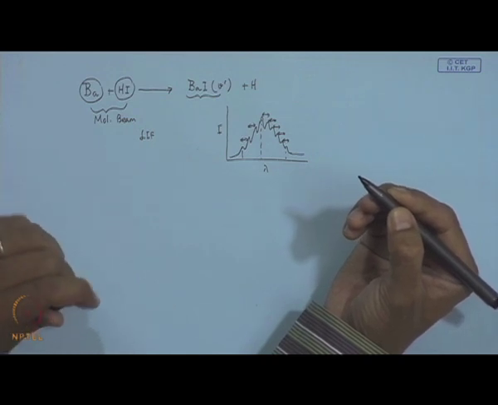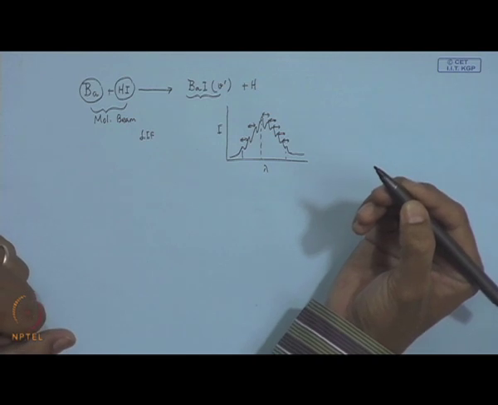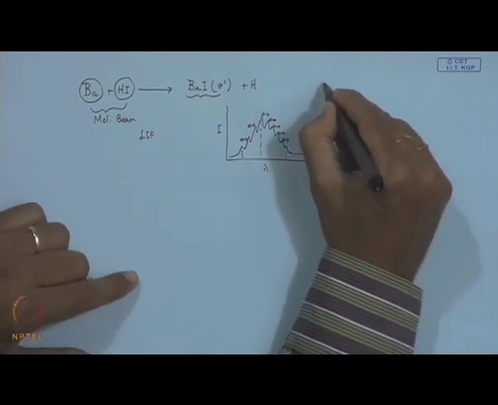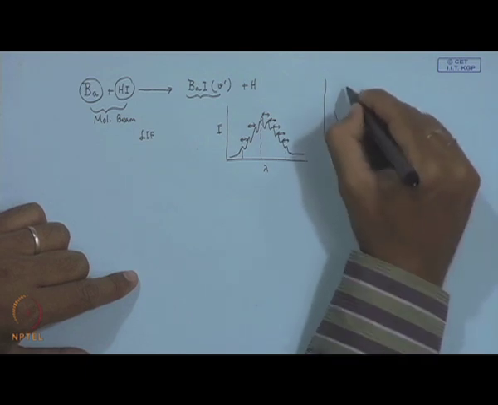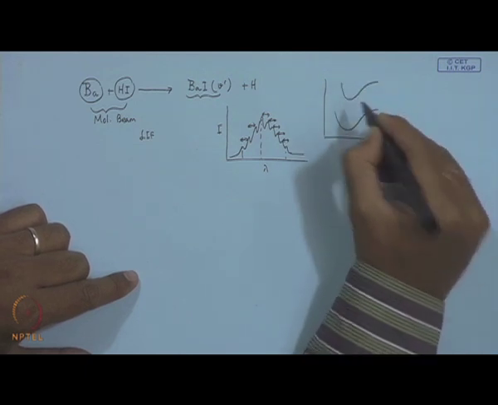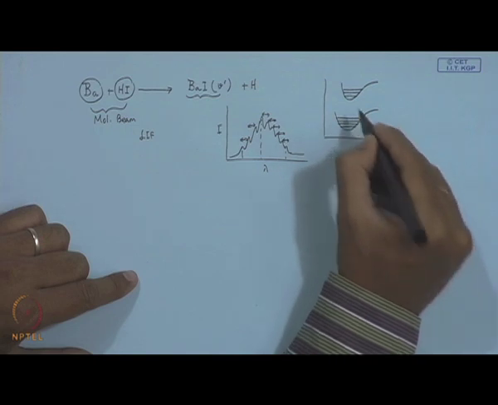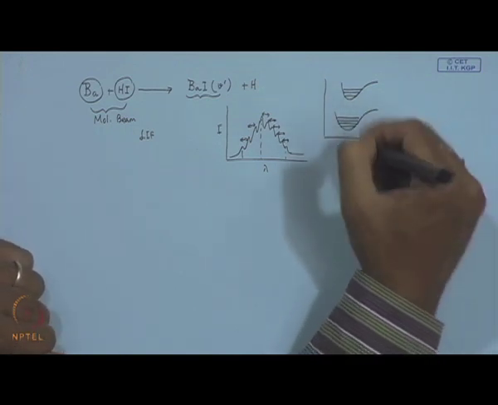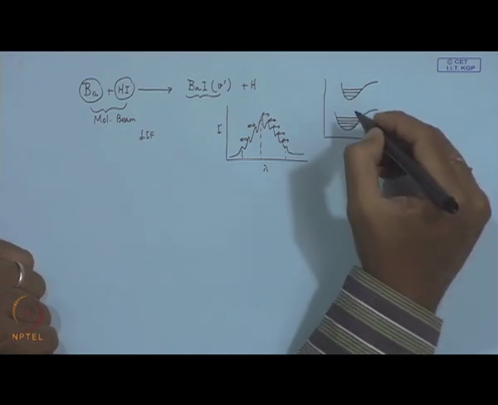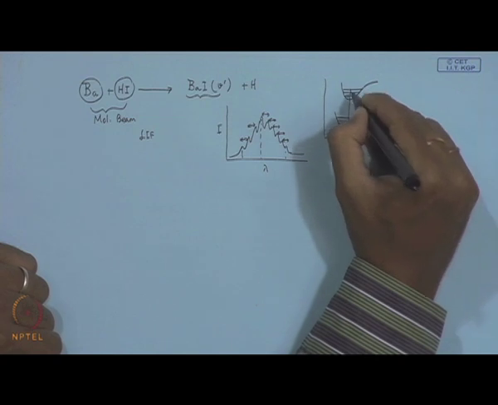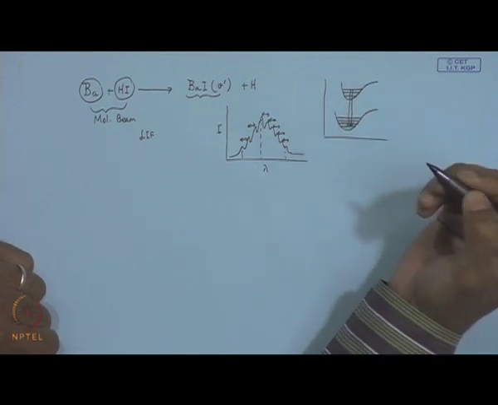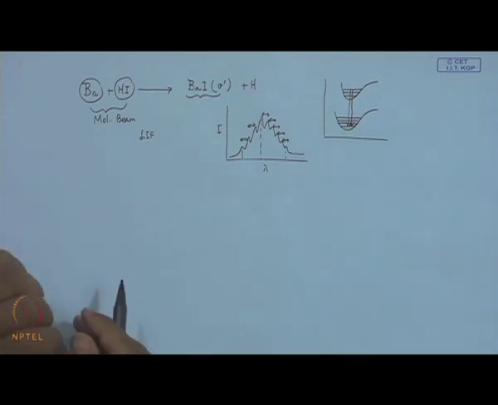Okay. The only requirement, the basic requirement, is that since you are probing, this is your lower level and this is your upper level. So, radiative de-excitation should take place from here to here, so that you get emission. This should be radiative. Okay. So, if there is no radiative emission, then this method will not be successful.